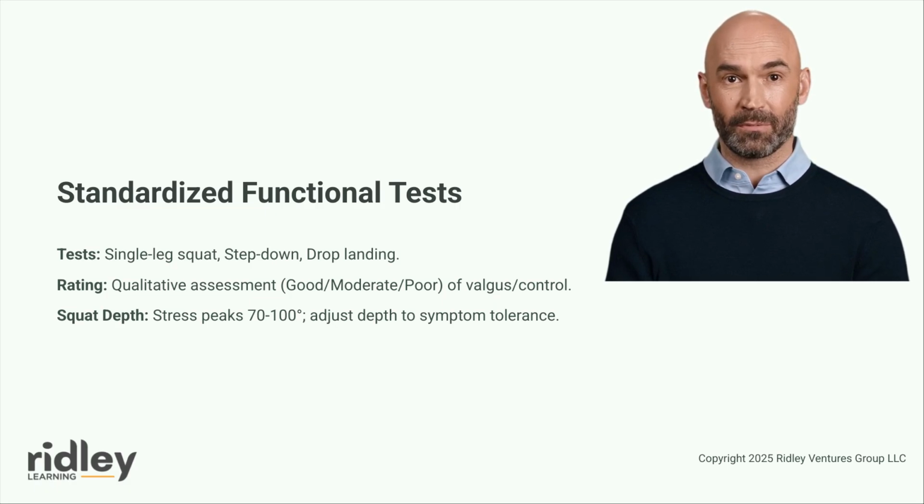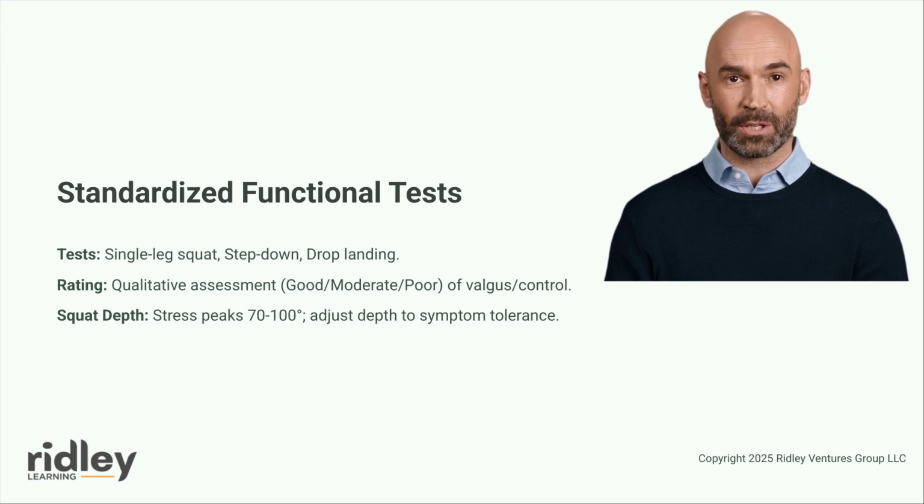Patellofemoral joint loading varies with squat depth, with contact area increasing and peak contact stress occurring between 70 and 100 degrees of knee flexion. Deep squatting beyond 90 degrees continues to increase joint reaction force but distributes this force across a larger contact area, resulting in relatively constant contact stress.